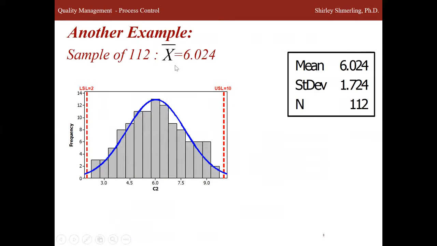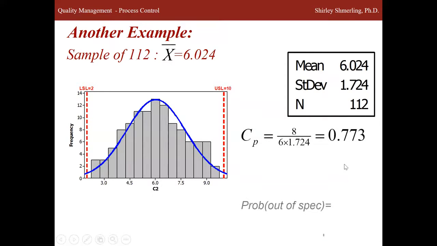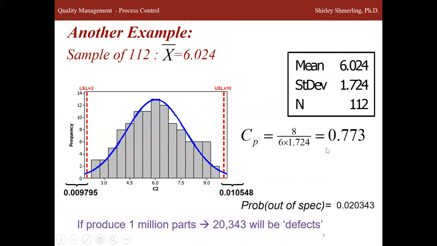So let's look at one more concept, with an example where we still have the specification limits of 2 and 10, but we have 112 samples, the mean of the process is 6.024, and let's assume the standard deviation is 1.724. This is just an example of a process. For the process capability index, the spread is still 8, divided by 6 times the standard deviation, and we get an index of 0.773.